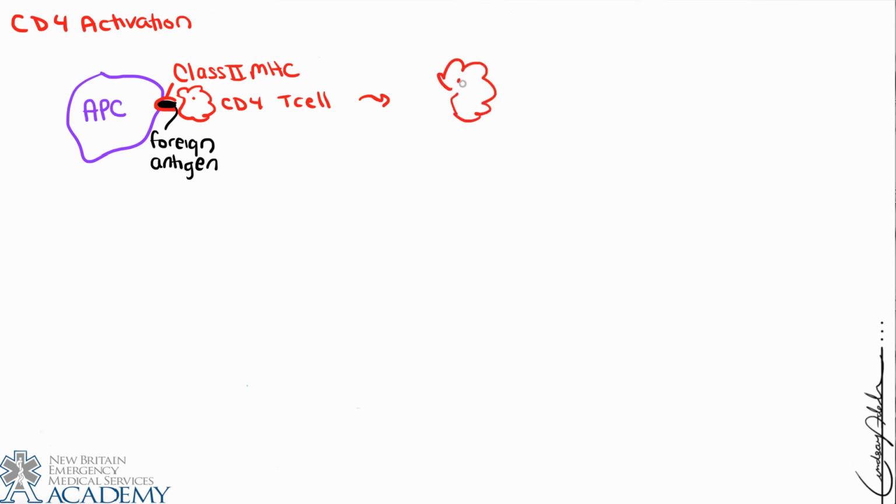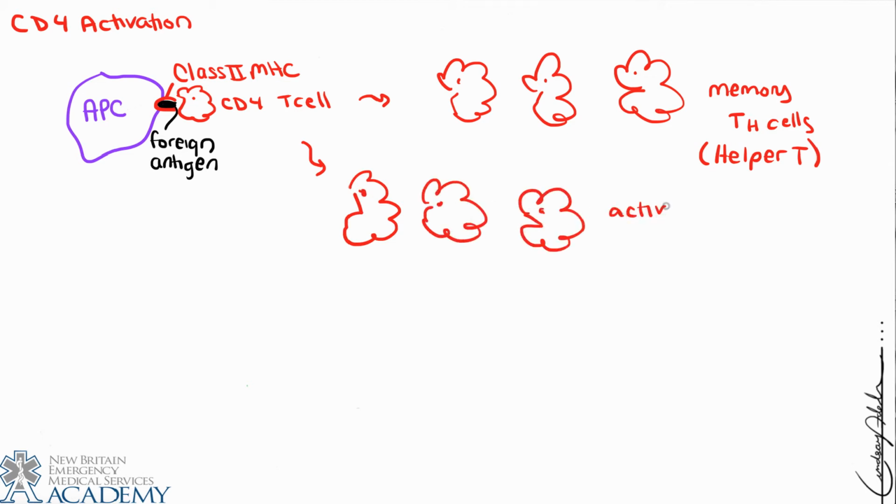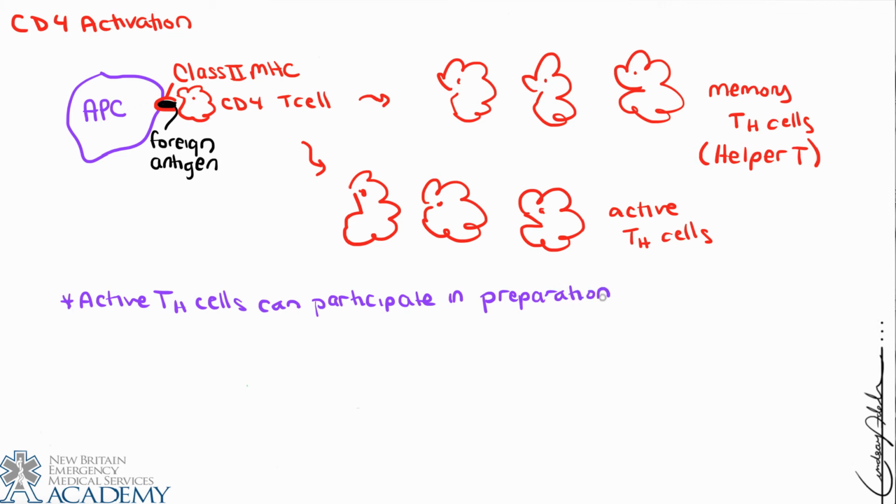And once this recognition occurs, and similar to the process that we described for the CD8 cells, we're going to ultimately make both memory TH cells, or helper T cells, and active TH cells, or helper T cells. The memory T cells are just going to hang out and wait for the next time, and the active TH cells will be utilized for this particular pathogen. Okay, so active helper T cells can participate in the preparation of the cytotoxic T cells, as we mentioned. And then also they can stimulate B cell activation, which we're going to talk about next.